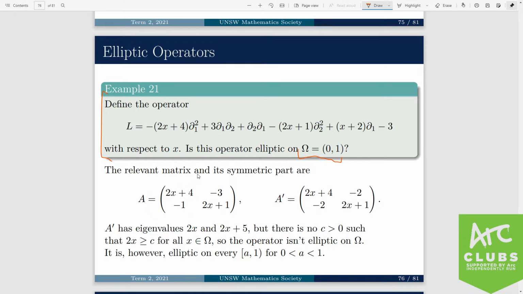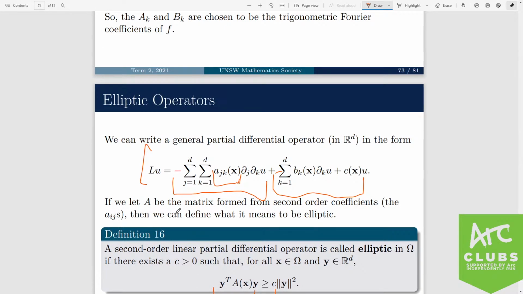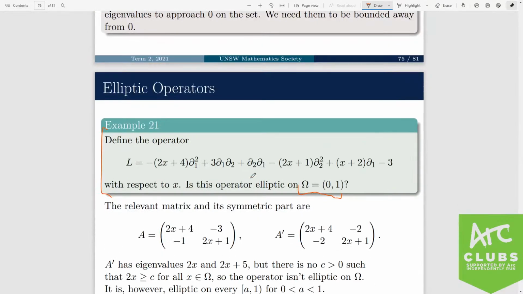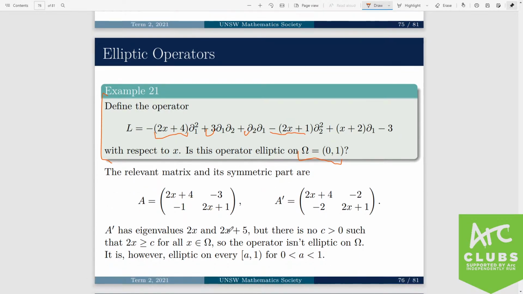So first you take the A. Remember, this operator has this minus in front. So our first entry would be this without the minus sign. So 2x plus 4, and then minus 3, minus 1 since the minus comes in, and then 2x plus 1 without the minus. And this is our A. And to see whether it's elliptic or not, we take the symmetric part. So take A plus A transpose over 2 equals that. And then we find the eigenvalues.